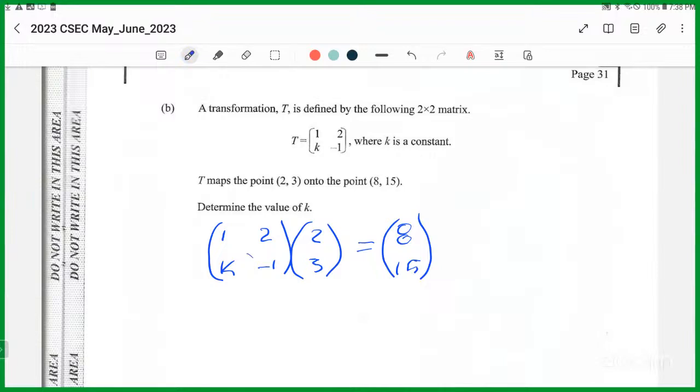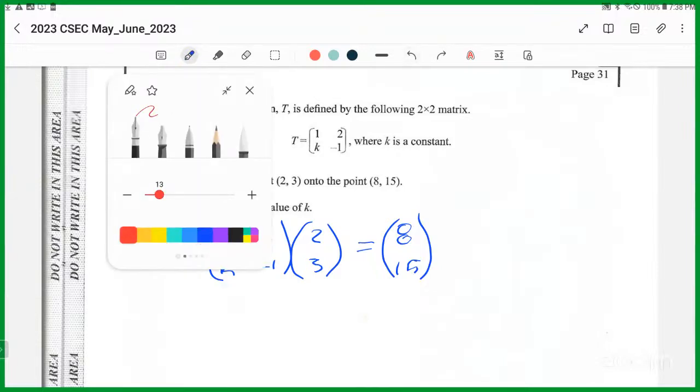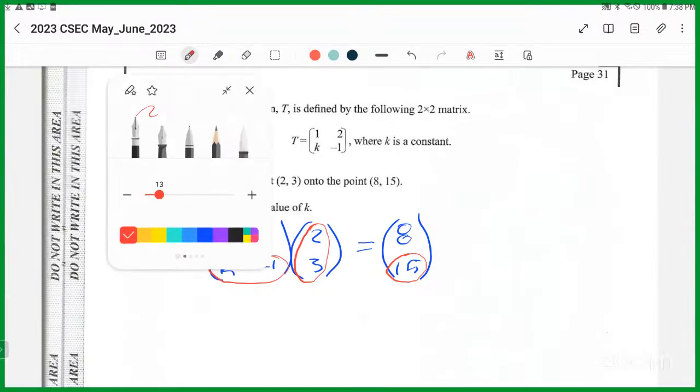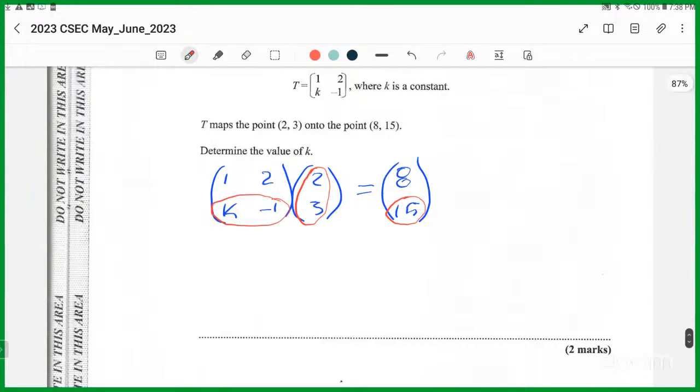You're calculating the K. If you're calculating the K, you want to use this value, but that value is the product of this row and the column. We set that up. It means that K times the 2 is 2K, and the minus 1 times the 3 is minus 3, equal to that 15. Transpose the 3 and get 18. 18 divided by 2 is 9. So K is equal to 9. That is it.